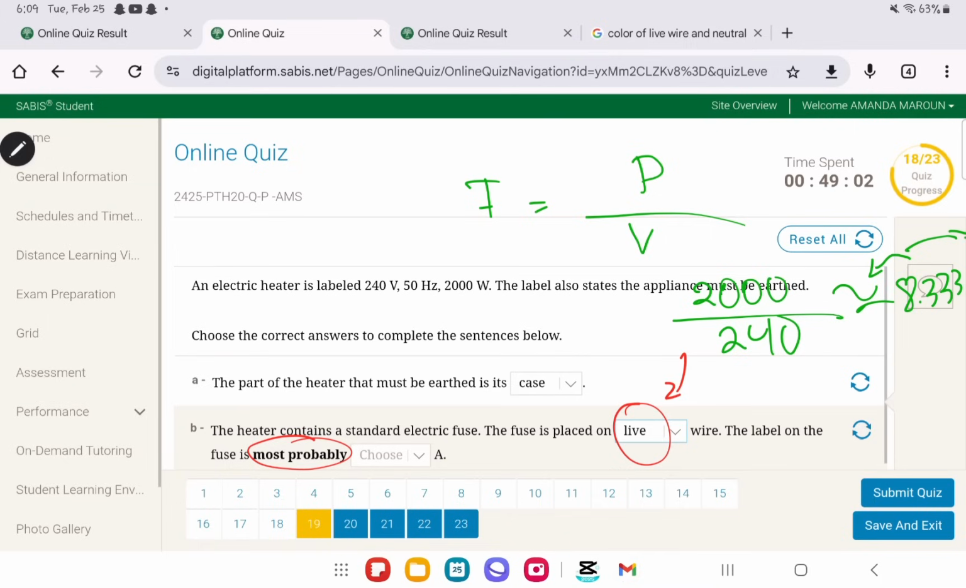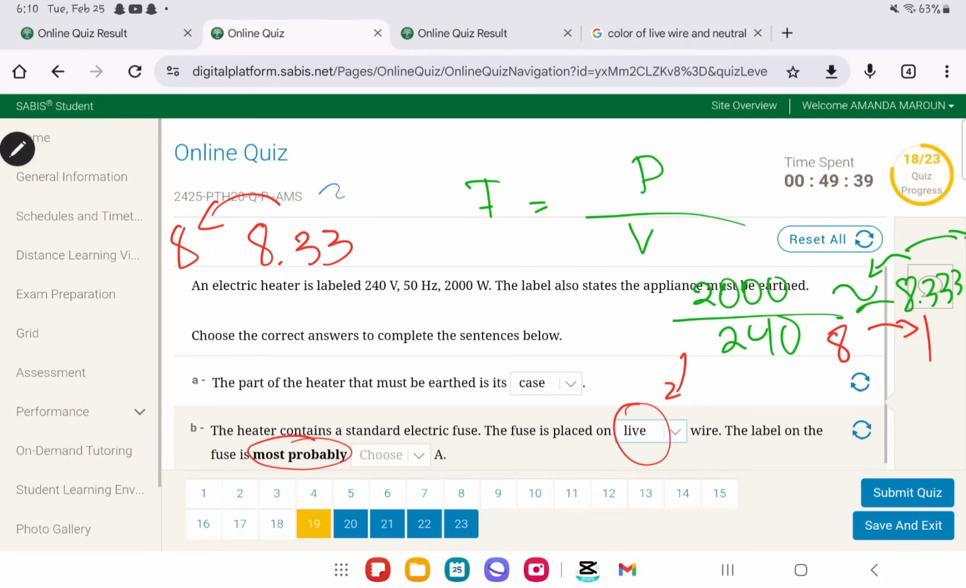In this case, the lowest you could choose is 8. And the highest you could choose should be as close as possible. For example, if it's 8.33, the lowest you could ever go is 8. You cannot go less than this, because if you choose less than it, it's not going to work. It needs a minimum current of 8 amperes for it to function.